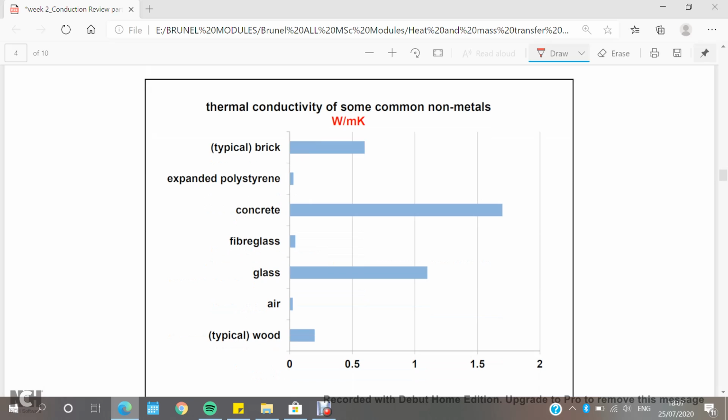This diagram explains the difference between the thermal conductivity for different materials. For instance, as we mentioned before, concrete has very high thermal conductivity compared to air, compared to fiberglass, and so on. This is for your information, just to know how the thermal conductivity changes with the material.